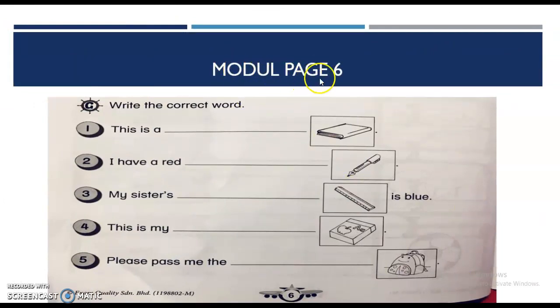Alright, so I want you to answer questions in your module, page 6. Okay, page 6. Write the correct word. Okay, tuliskan perkataan yang betul. So you have to look at the picture. Okay, kena tengok gambar and then write the answer.